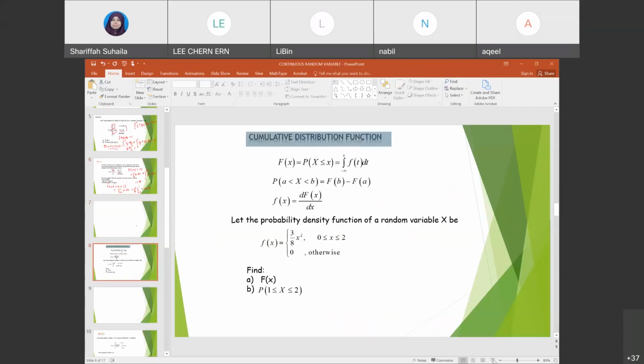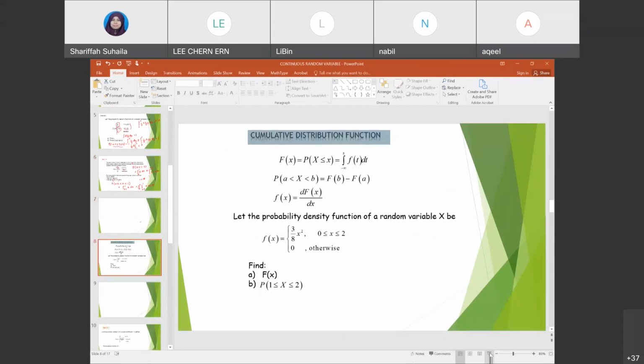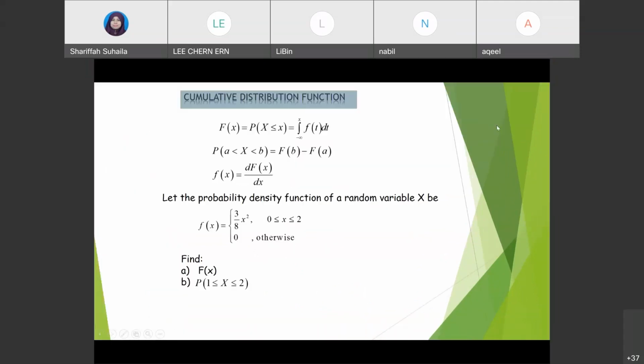Okay, so next we have the concept for cumulative distribution function. The same concept that we have for discrete, cuma in discrete random variable, for discrete, kita ada hasil tambah ya, kita add on dia punya probability. But again, for continuous random variable, dia punya konsep adalah integration. So it's quite different sikit.